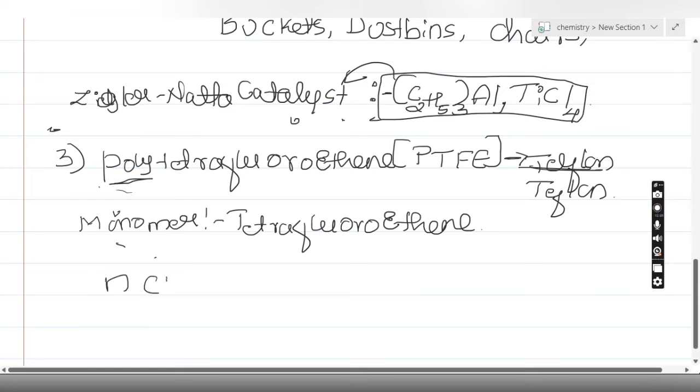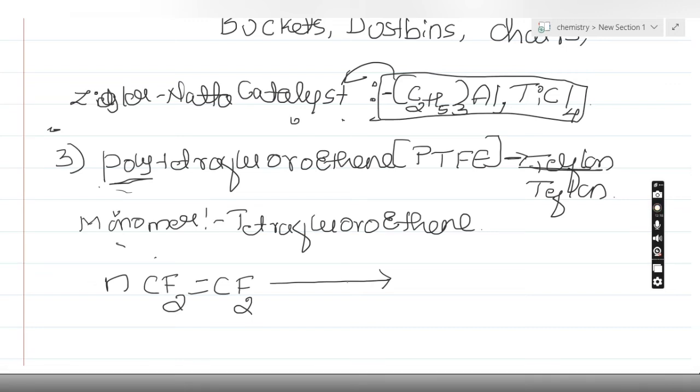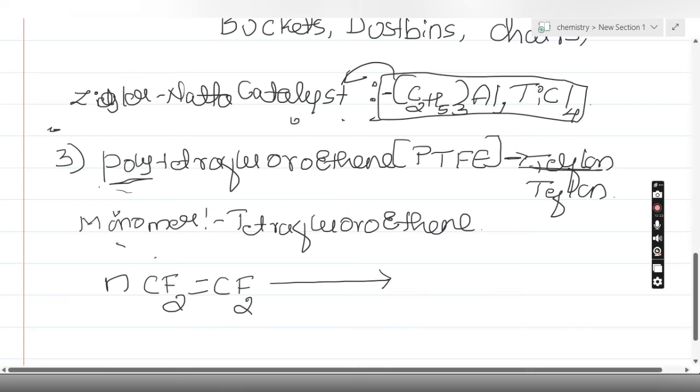Again, we take n molecules of CF2 double bond CF2. You can count 2 carbons, therefore it is called ethene, and 4 fluorine atoms, therefore you can call it tetrafluoroethene. So how is it prepared? It is prepared with tetrafluoroethene as a monomer, using a persulfate catalyst.